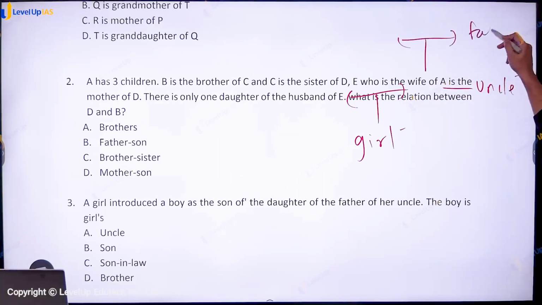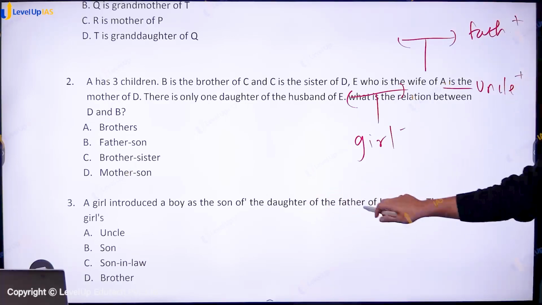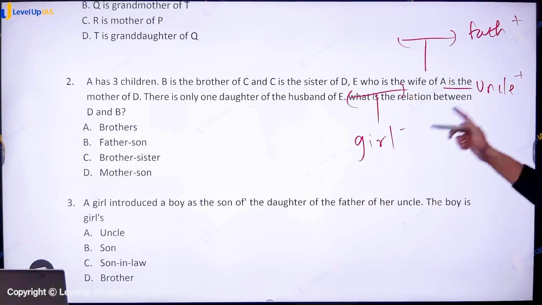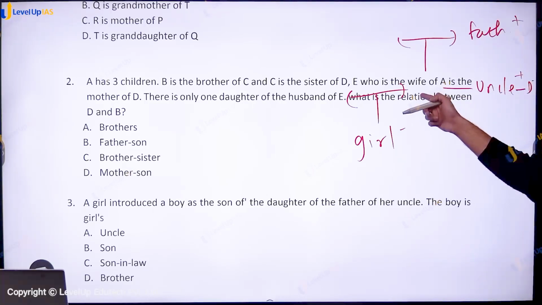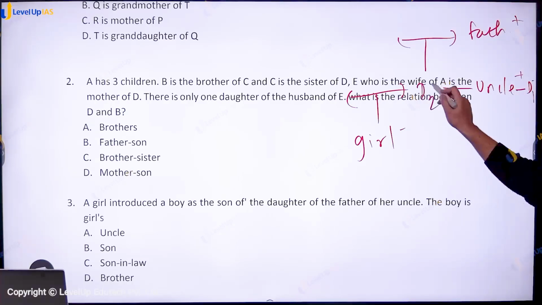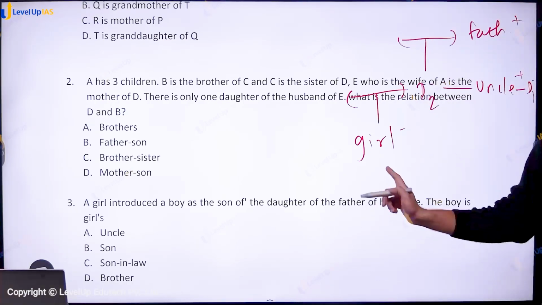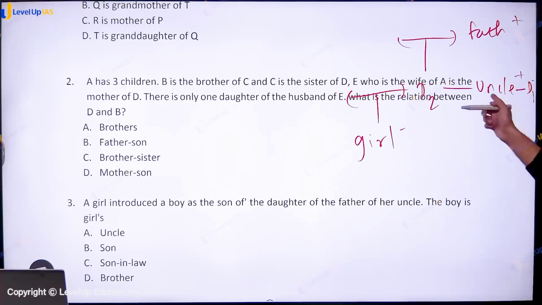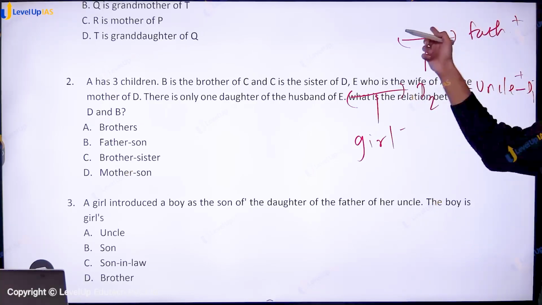Father, that is plus. Then daughter of the father of. So daughter would be here, daughter, or she could be the daughter. This is one choice. This is another choice. See, uncle's father would be this parent's father.